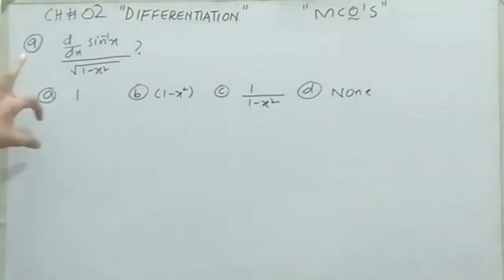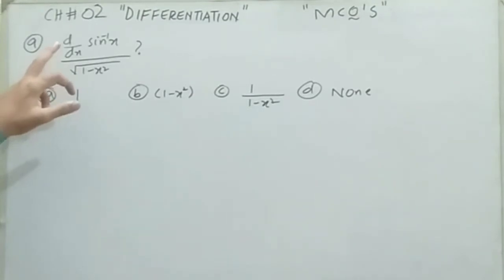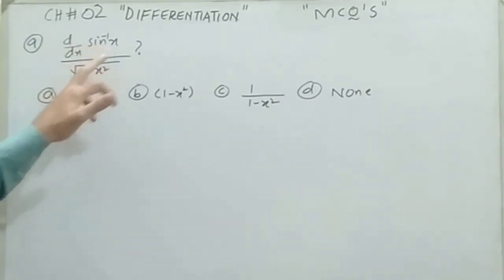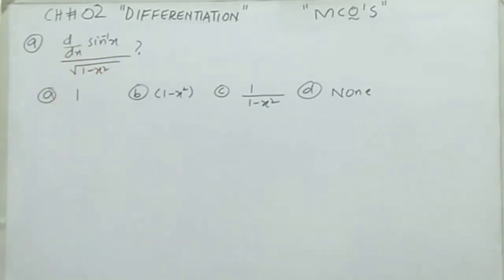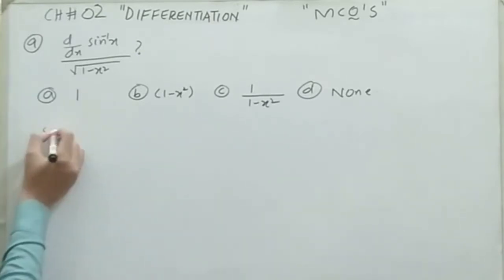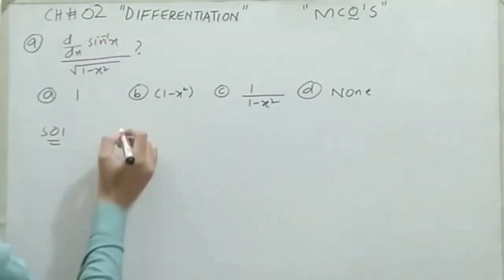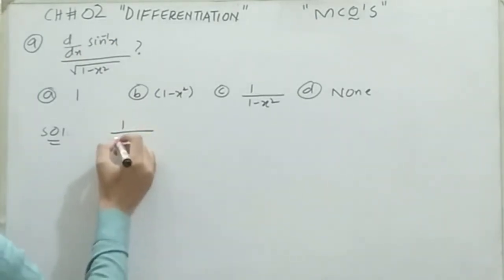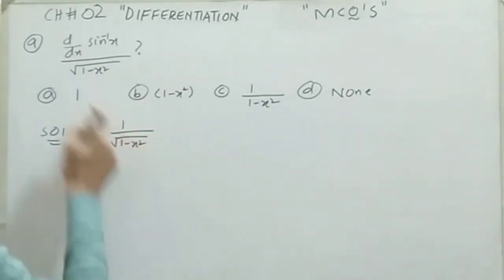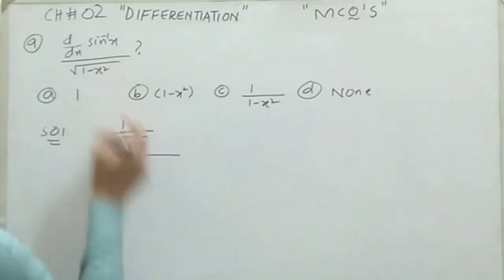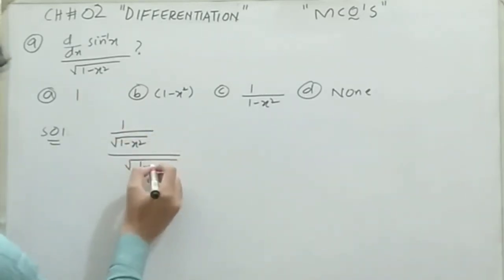Now move toward MCQ number 9. It tells us to find the value of d by dx of sin inverse x divided by under the root of 1 minus x square. Move toward the solution. You know that the derivative of sin inverse x is always equal to 1 over under root of 1 minus x square, and the whole is divided by under root of 1 minus x square.